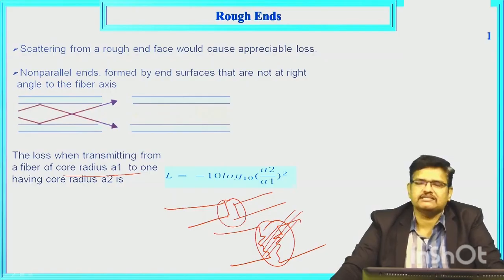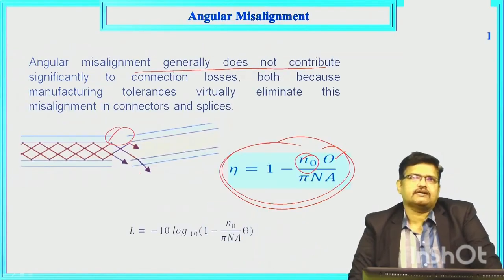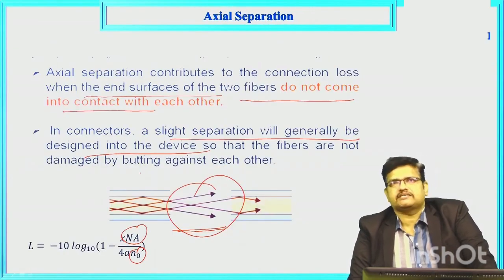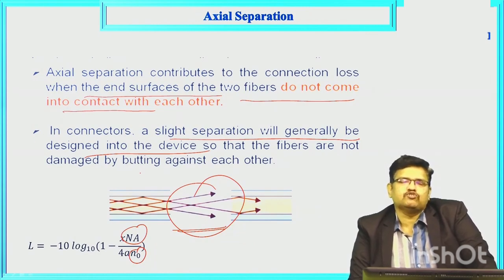So we are facing four main joint problems. One is lateral misalignment, and then angular misalignment, axial separation, and rough end. So these are the four major drawbacks while joining two fibers.